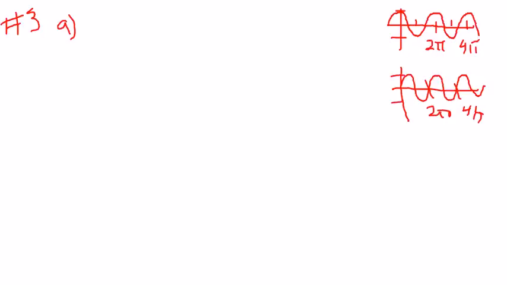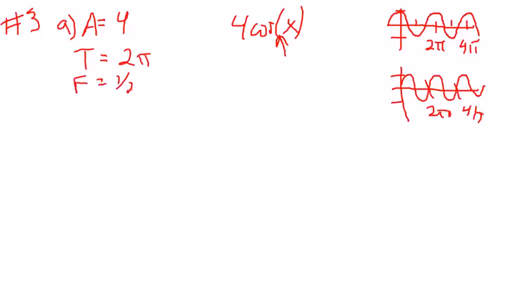So A is 4 cosine of x. That should be super easy. Your amplitude is equal to 4. We take that from the front. Your period is 2 pi over omega. The omega is the number in front of the x. There is no number, so it's 1. So our period is just 2 pi. Now our frequency is 1 over 2 pi.